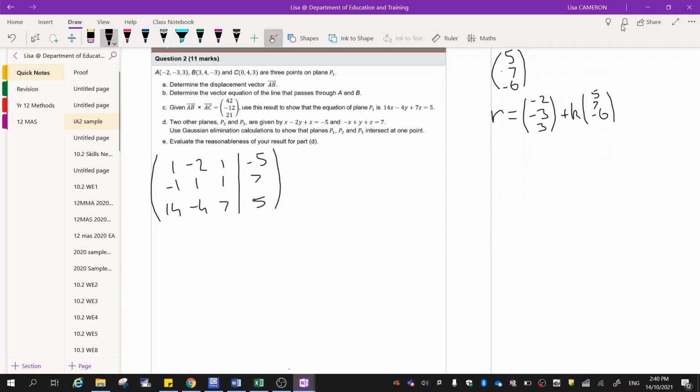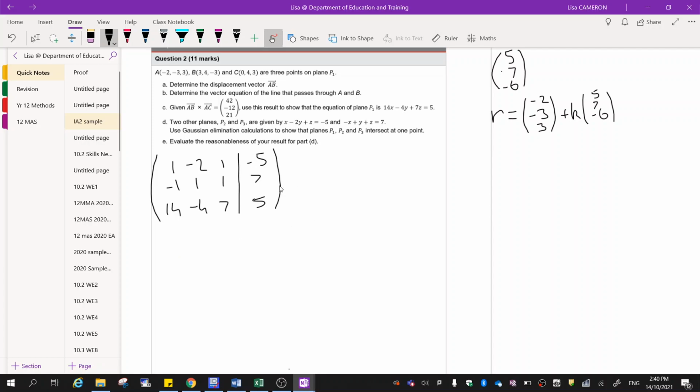Okay, so for this bit, we're obviously going to use row echelon form. So if you wanted to do this in the calculator, you could do RREF. However, this one's asking us to use calculations.